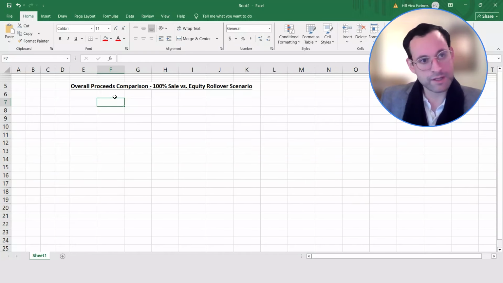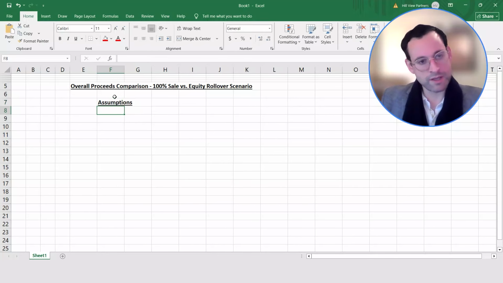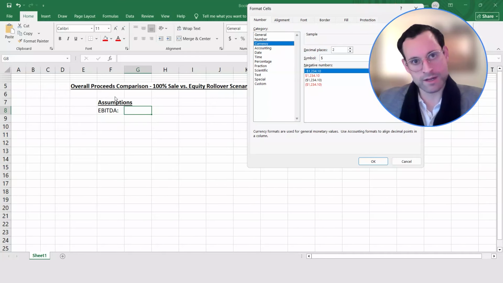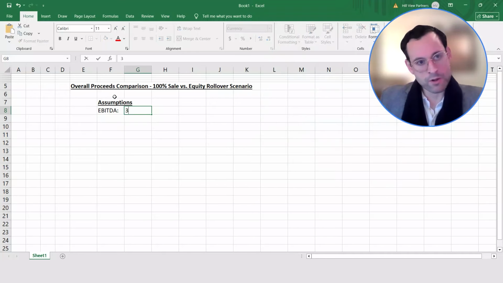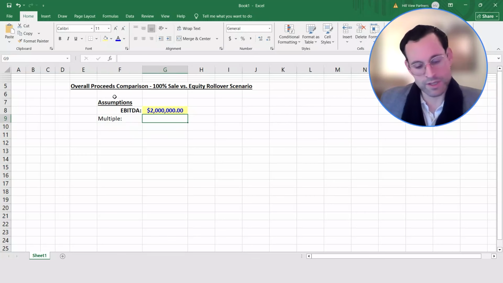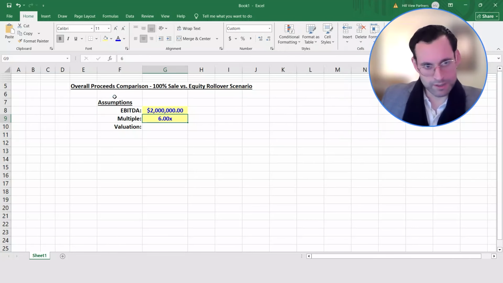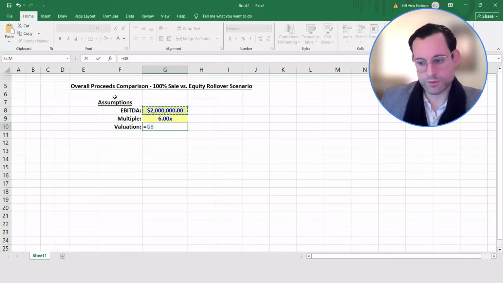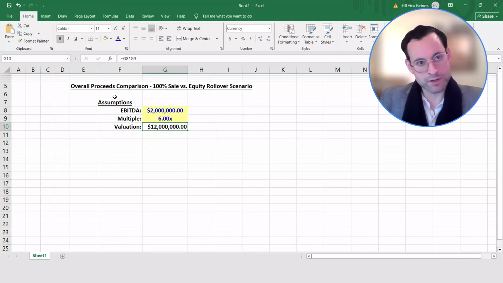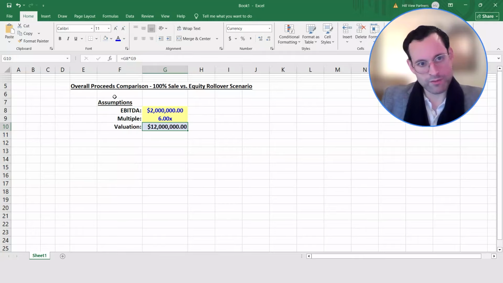scenario. Now, what are some of the assumptions? Let's make some assumptions. Company EBITDA, it doesn't really matter for industry. We're just going to use some round numbers for now, but let's just say it's a $2 million EBITDA company. We're going to say the multiple being applied is, let's say, a 6 times multiple for easy round numbers. And that would yield, 2 times 6, a valuation of $12 million. This is going to be some simple round math for the company.